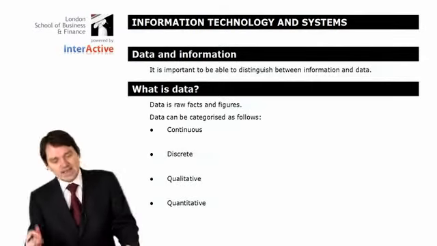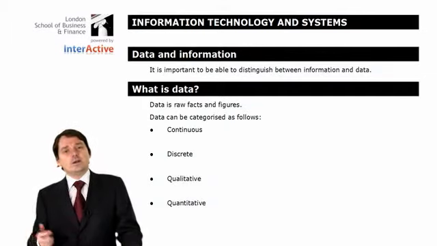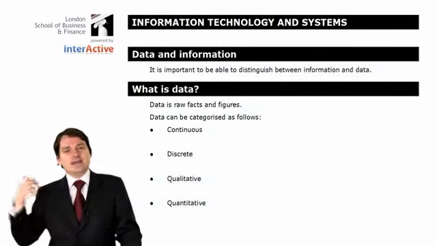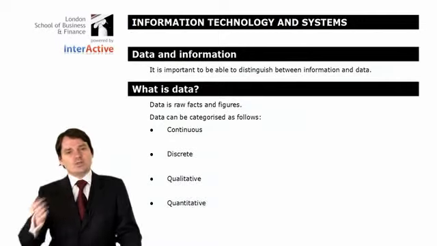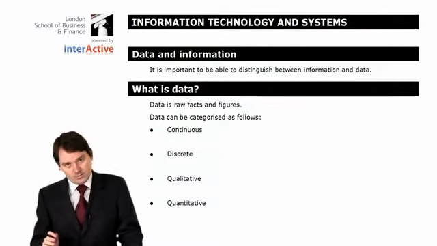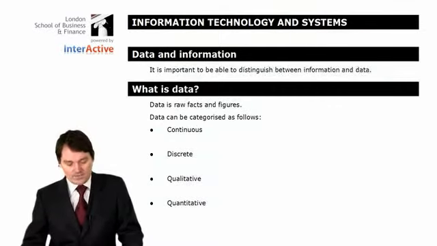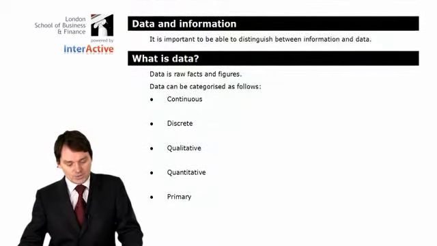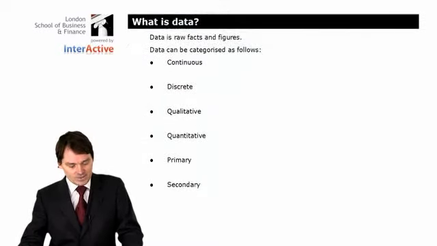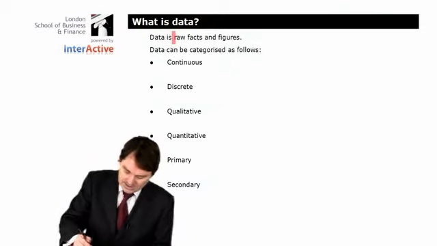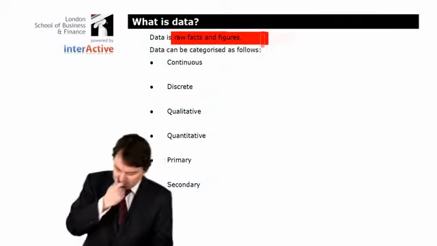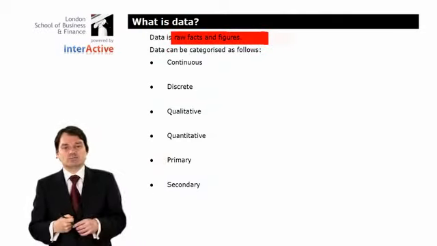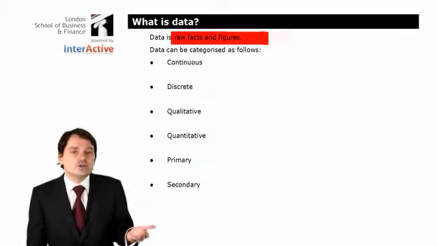Information technology is basically any way that you get information into an organisation, do something with it, get it to the right people. Now, before we can talk about that, we'll need to talk about the difference between data and information. Data is simply a list of raw facts. That's all it is. It's a list of numbers.